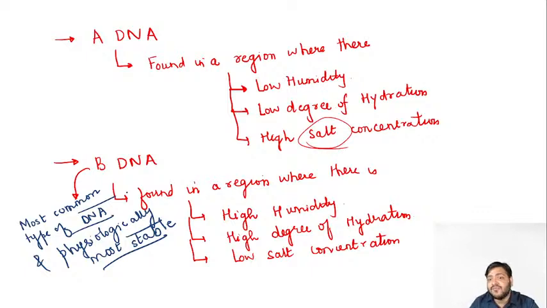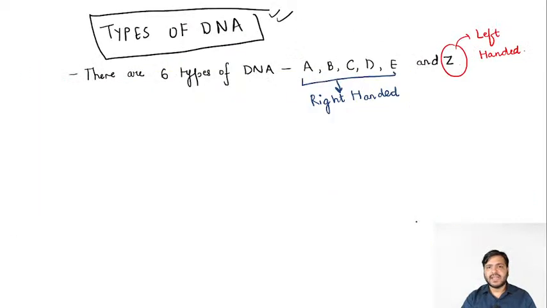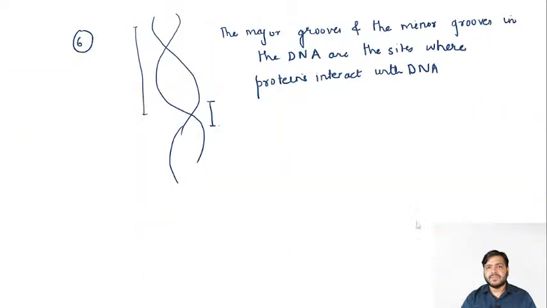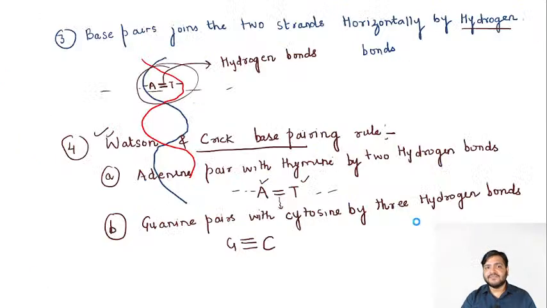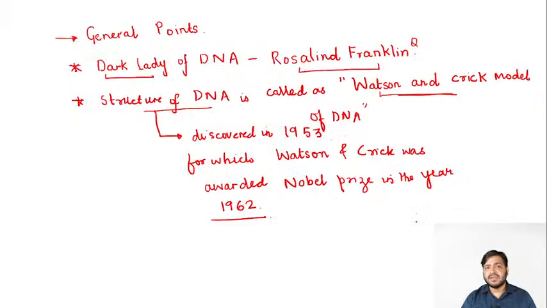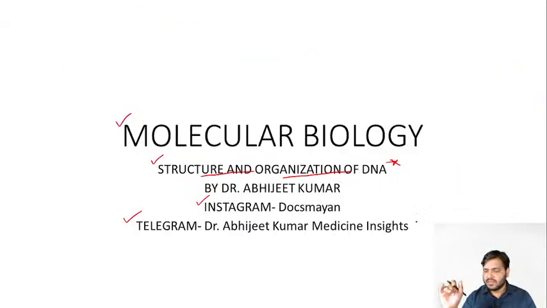Okay, ultimately with a high degree of hydration, a high amount of water concentration, it will be the most stable form. So that is the A and the B DNA, guys. I hope everyone understood about the different types of DNA, all the basic salient features of the structure of DNA, the general points about the DNA.